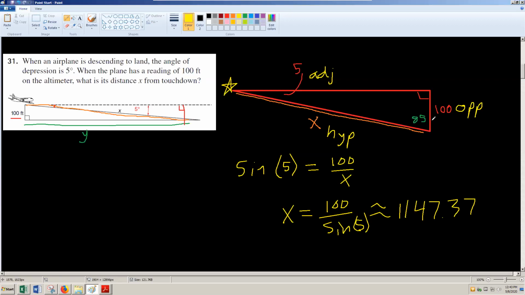And again, if I wanted to use this vantage point instead, and I want to use this 85, we can still figure this out. Here I just use cosine because I'm using my adjacent and hypotenuse. So either way, going to get the same answer for us here, about 1147. Any questions on this one? Perfect.